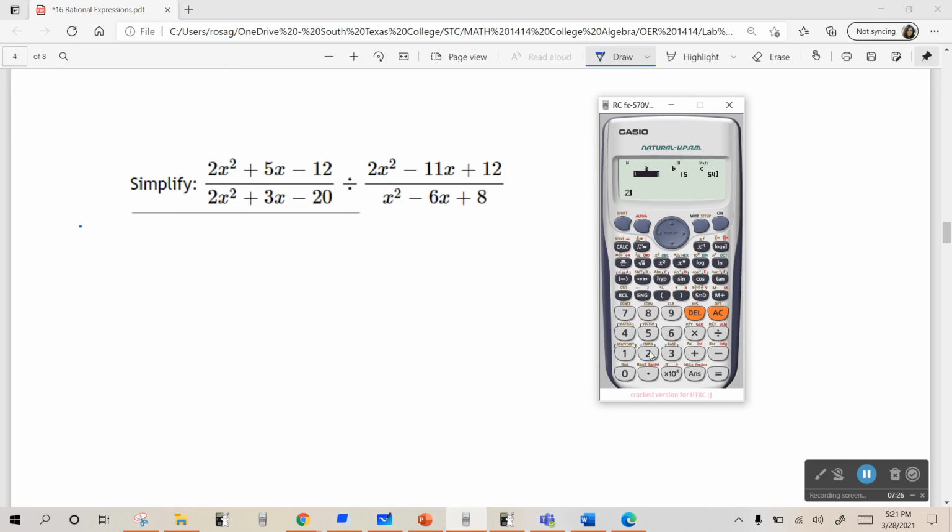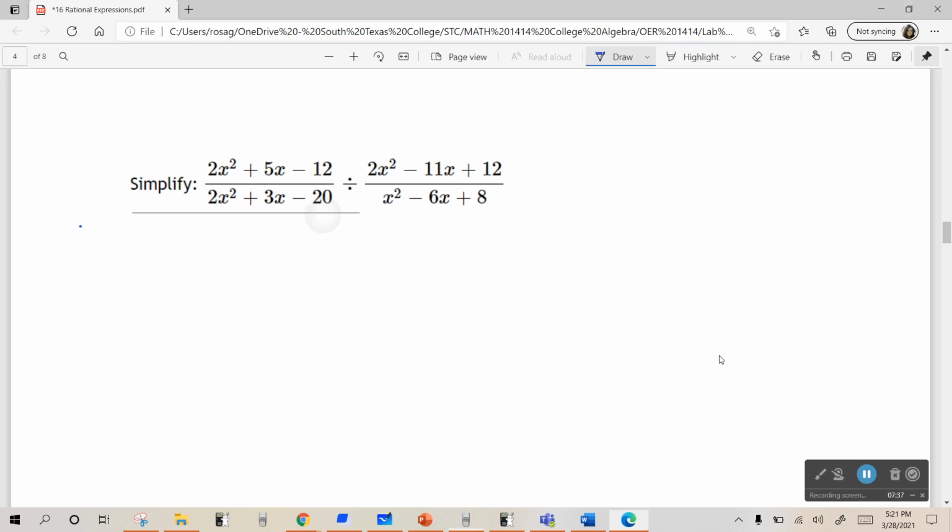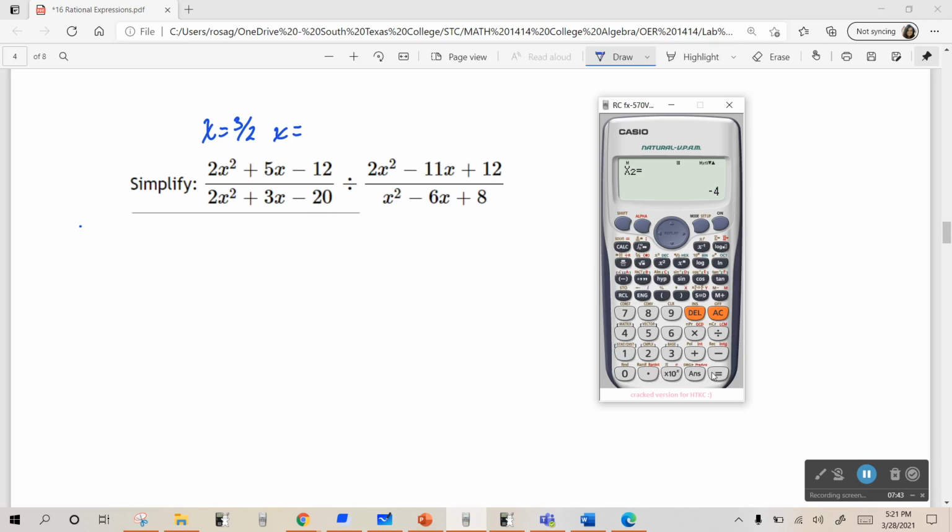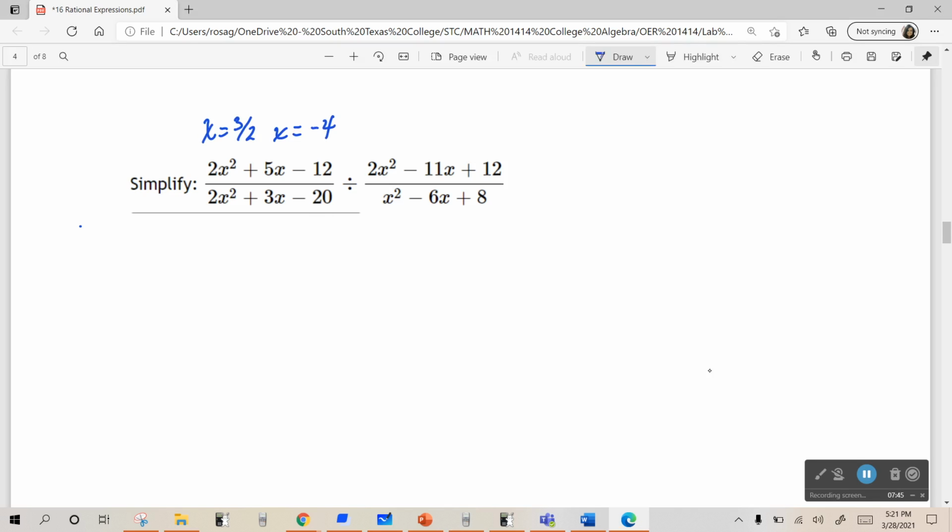So I'm going to put 2 for the 5, negative 12. And I get 3 halves. So let me write the answers up here so you can see how I'm going to write them. 3 halves. And then the other one, negative 4. So when I bring them to the parentheses, it's going to be x, and any number on the bottom, put it next to the x.